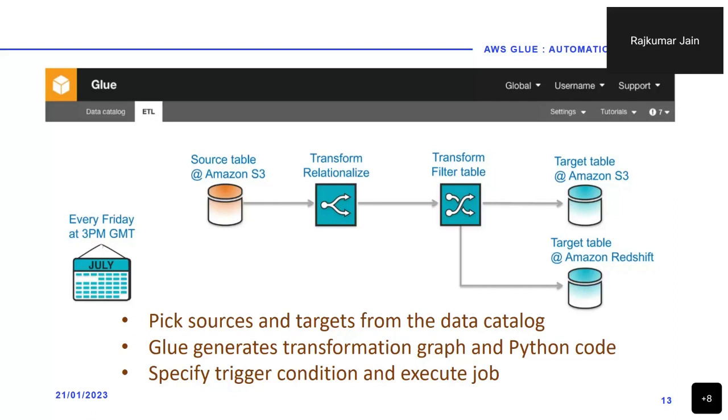Pick sources and targets from the data catalog. Glue generates the transformation graph and Python code. Specify trigger conditions and execute the job. Specifying a trigger condition means you just specify when it should get triggered, either on the arrival of a file or at a particular time, and then execute the job. This is how it will work, and it will generate the code for you, if you want to see what code it generated while you were creating the workflow for this process.